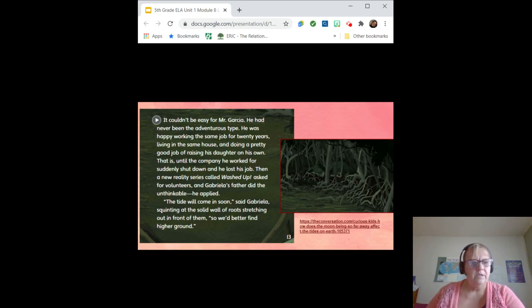Let's read the page. It couldn't be easy for Mr. Garcia. He had never been the adventurous type. Yes, we already read it. We're rereading. He was happy working the same job for 20 years, living in the same house, and doing a pretty good job of raising his daughter on his own. That is, until the company he worked for suddenly shut down, and he lost his job. Then a new reality series called Washed Up asked for volunteers, and Gabriella's father did the unthinkable.